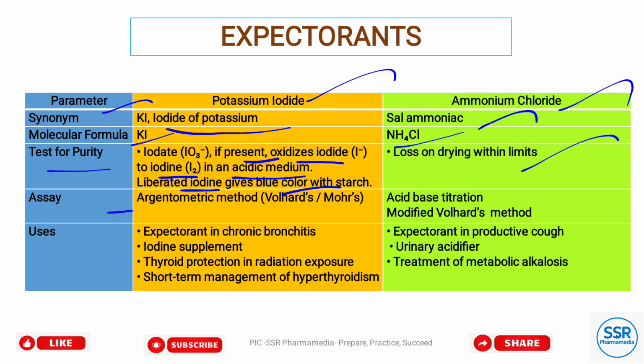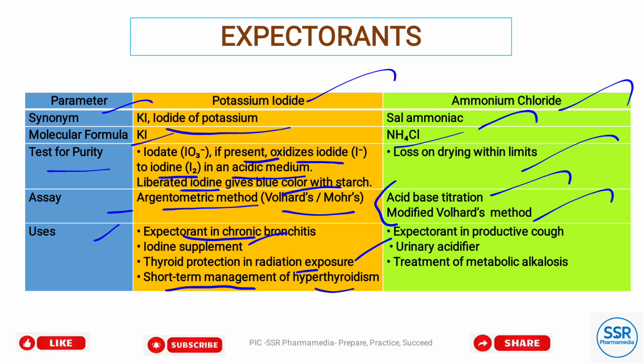Assay: potassium iodide is assayed by an argentometric method, so Volhard's or Mohr's method is used. Ammonium chloride is assayed by acid-base titration and modified Volhard's method, by which its purity is determined. Uses of potassium iodide: expectorant in chronic bronchitis, iodine supplement, thyroid protection in radiation exposure, and short-term management of hyperthyroidism. Ammonium chloride uses are expectorant in protective cough, urinary acidifier, and treatment of metabolic alkalosis.